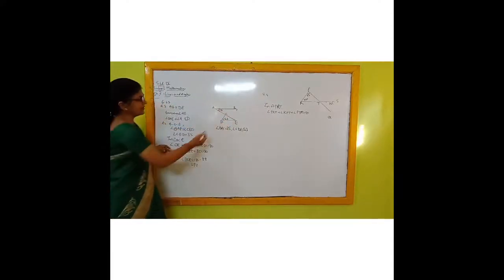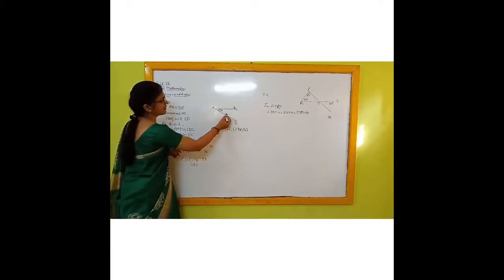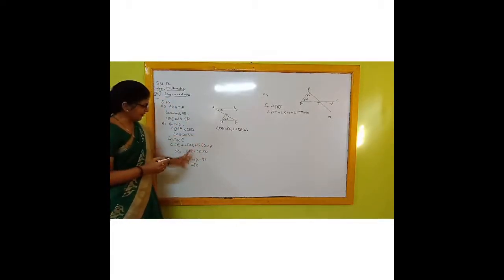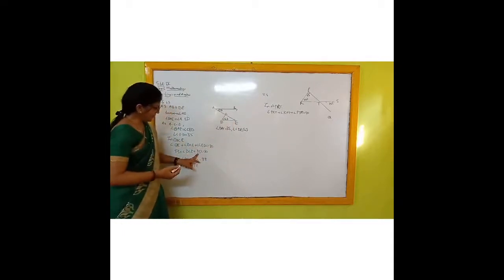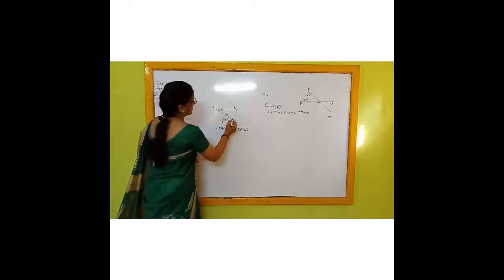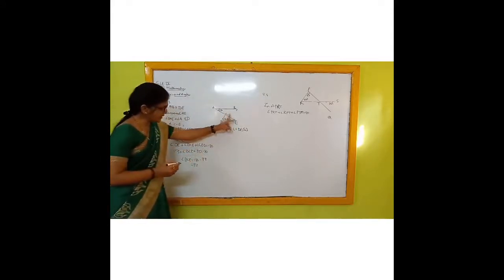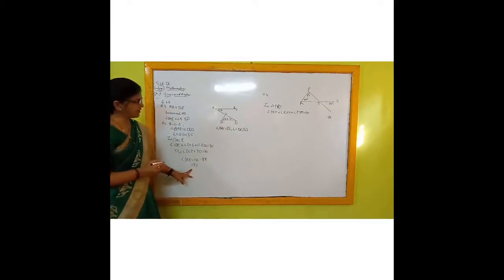Now in triangle DCE, angle DCE plus angle CDE plus angle CED is equal to 180. Now 53 plus angle DCE plus angle CED, which is 35, is equal to 180. So angle DCE is equal to 180 minus 88, which is 90.